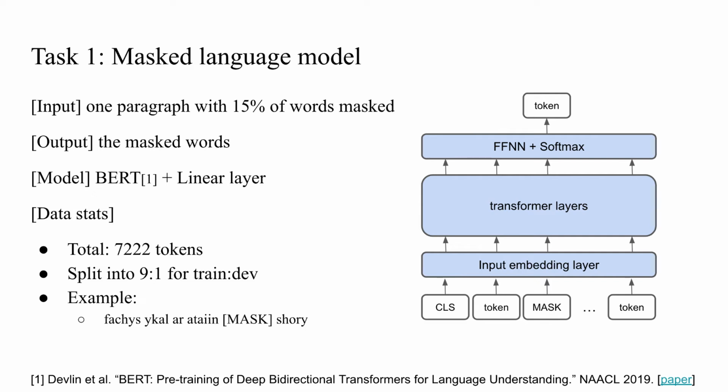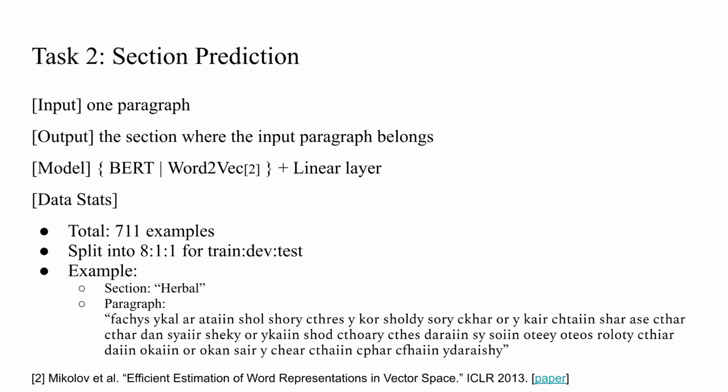Task 2 is to predict the section to which each input paragraph belongs. We use 2 types of encoders. One is a BERT-like transformer encoder, and the other is Waterbeck. We feed the extracted features from those encoders into a linear layer and predict sections. For the task, we split the data as shown.